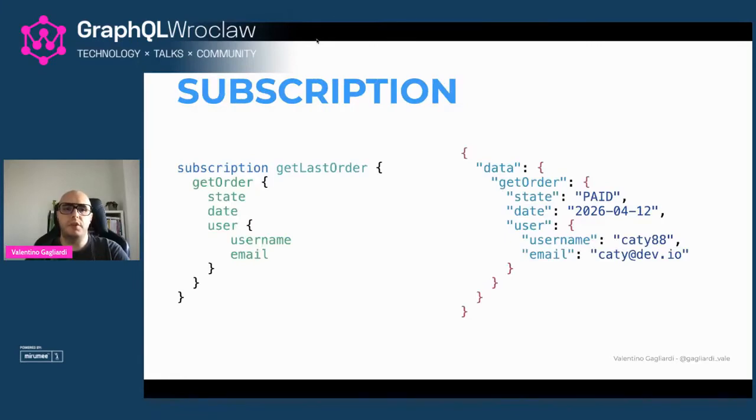So here's the subscription that we requested to the server, and here's the response with fake data, of course. We get the state of the order, the date of the order, and the date is handled nicely by Ariadne with the dates scalar, which is a nice utility for working with date fields in Django. And we also have the user with a username and the email.